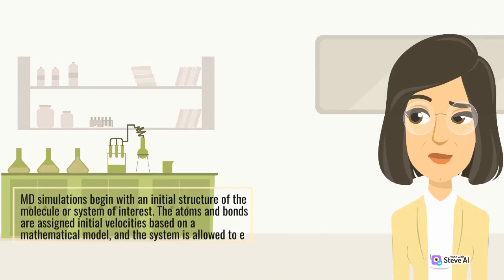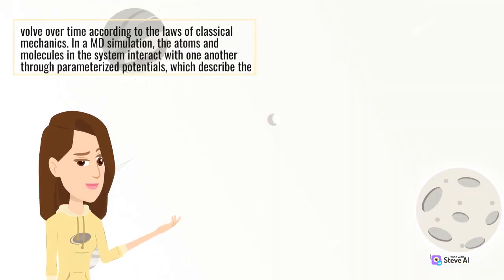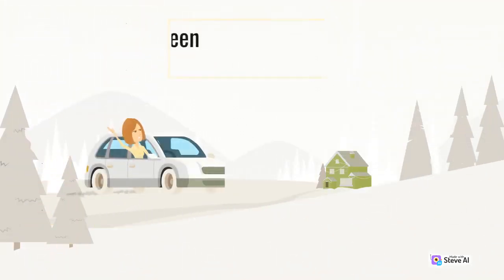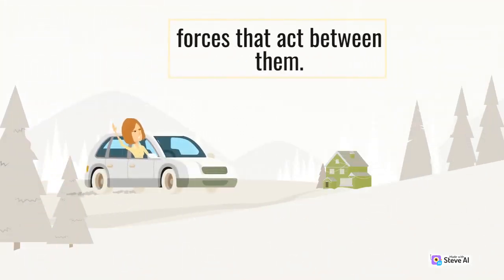MD simulations begin with an initial structure of the molecule or system of interest. The atoms and bonds are assigned initial velocities based on a mathematical model, and the system is allowed to evolve over time according to the laws of classical mechanics. In a MD simulation, the atoms and molecules in the system interact with one another through parameterized potentials, which describe the forces that act between them.